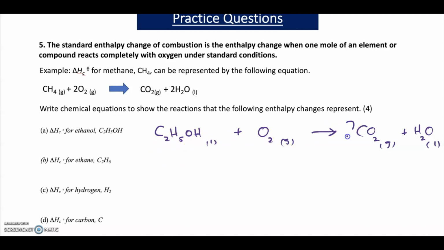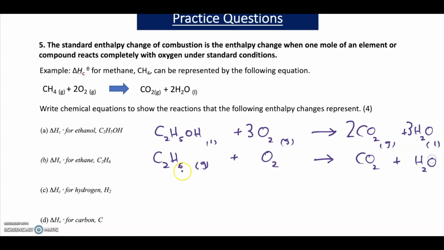So therefore, I'm going to put a 2 in front of carbon dioxide to get the carbons to balance, and then I'm going to put a 3 in front of the water to get the hydrogens to balance, and then I have 6 hydrogens on the right hand side, and I have 6 hydrogens on the left hand side, and if I put a 3 in front of O2, the oxygens are balanced as well. And for B, I'm asked to write an equation for ethane. So once again, I have 1 mole of ethane here, C2H6.